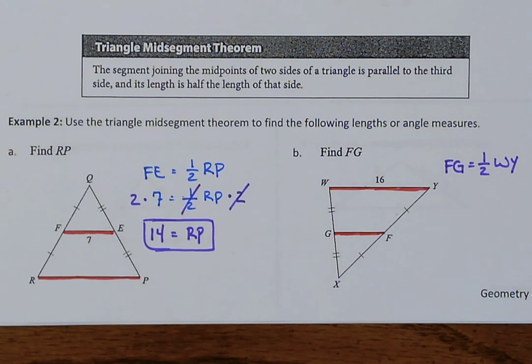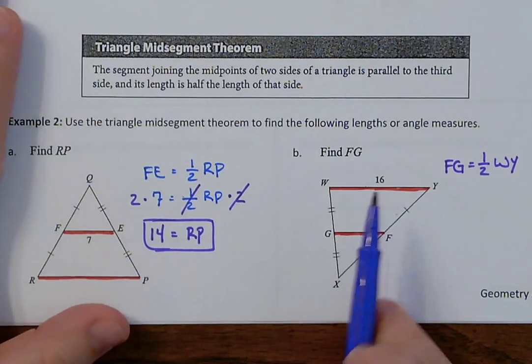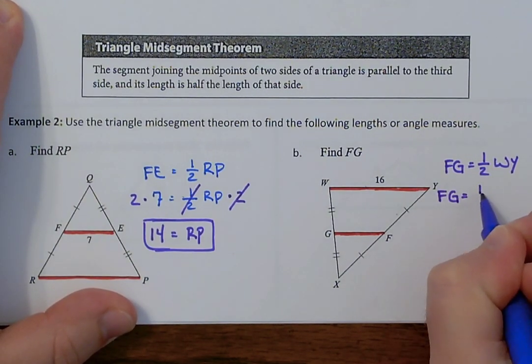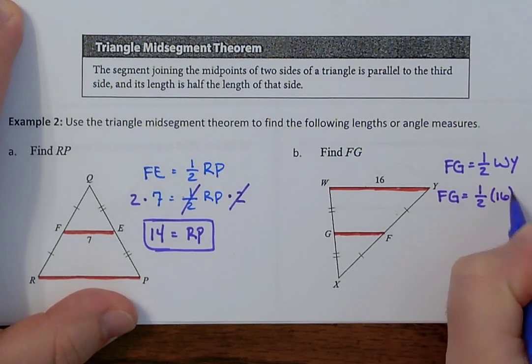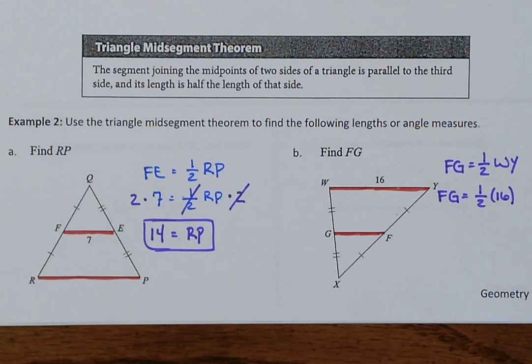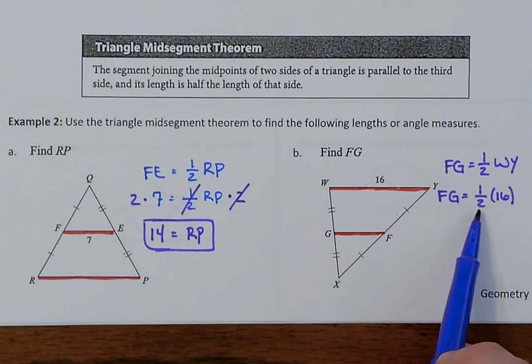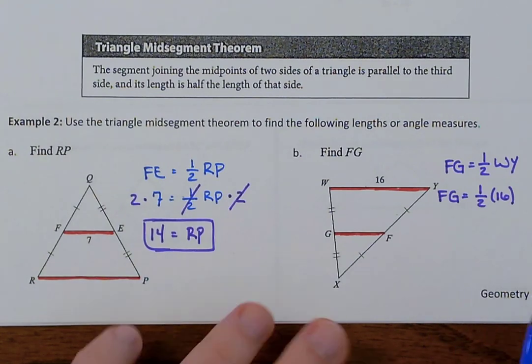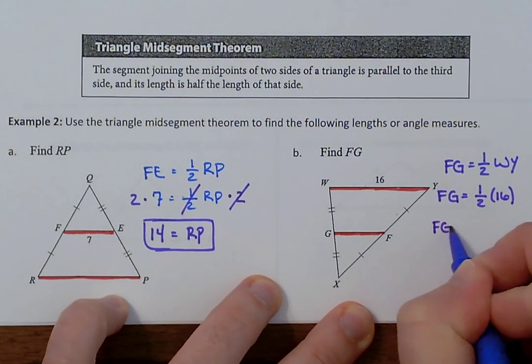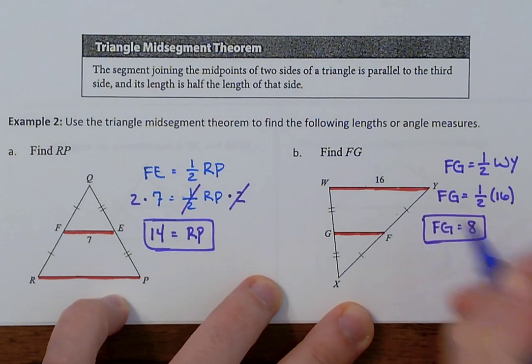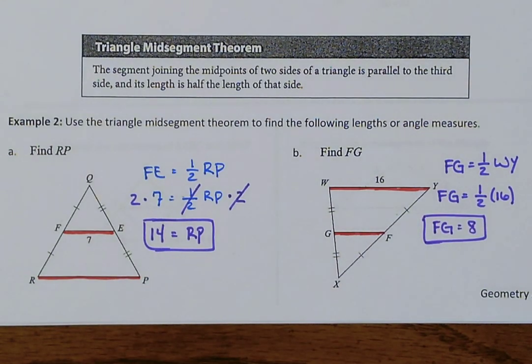So we're going to plug in what I know, and what I know is that WY is 16. So we're going to have FG equals 1/2 of 16. And then there's no need for multiplying in this case. I just have to simplify this 1/2 times 16, or 16 divided by 2. And 1/2 of 16 is going to give me FG equal to 8. And that is going to be the length of FG, and thus my answer for part B.